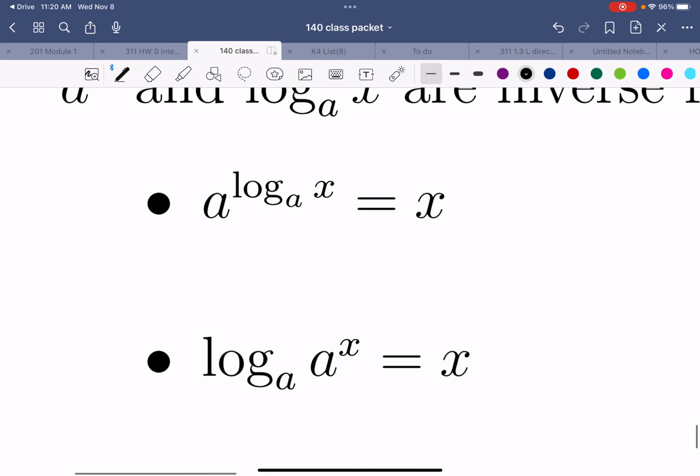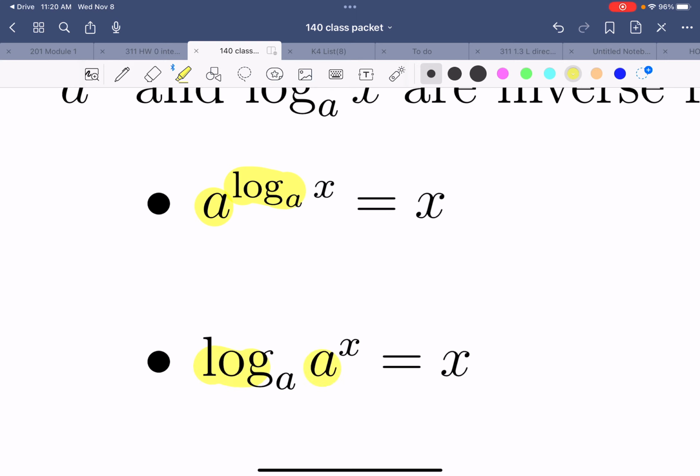So for inverse functions, when you compose them in either order, you get back whatever you had. So if you take the exponential of a log, those two kind of cancel out and you just get the x. Same thing if you take the log of the exponential. Those two pieces cancel and you just get the x.